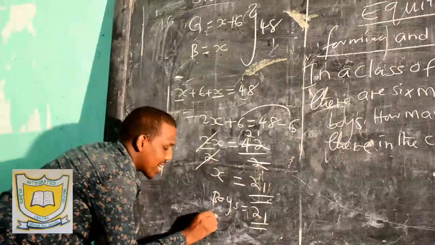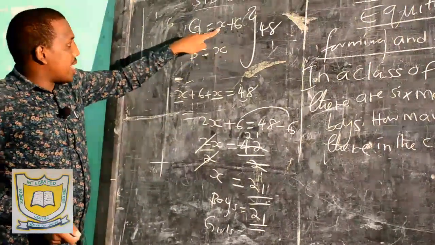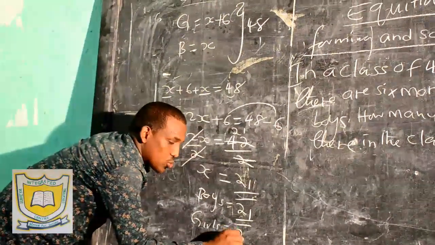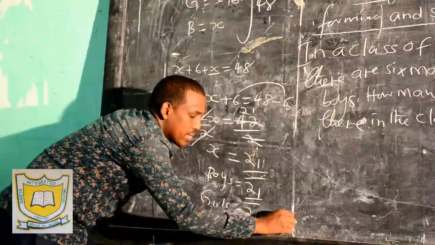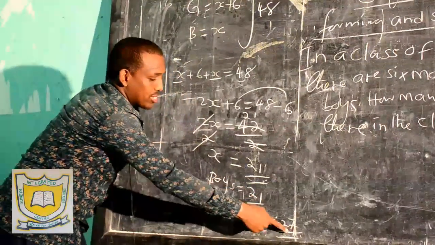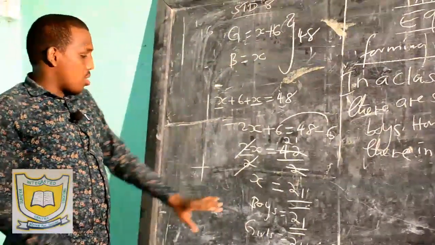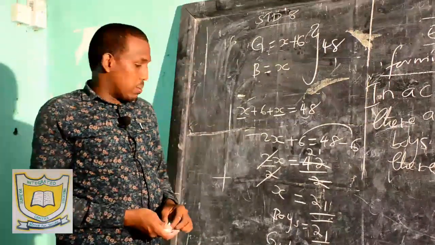Now girls, suppose they ask the girls. If they ask the girls, it's very easy: x plus 6, and x is 21. So boys are 21 and x is 21, girls will become plus 6, so they will become 27. So when you add 27 plus 21, you will get 48. So it means now the boys are 21 in number and the girls are 27 in number.